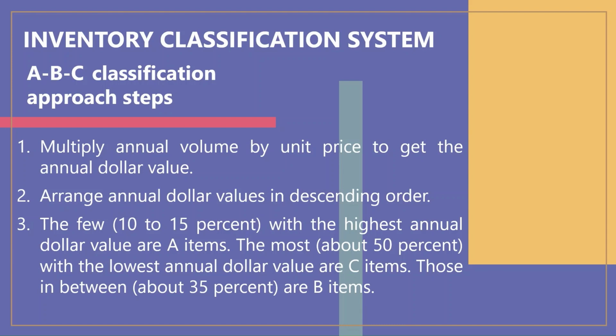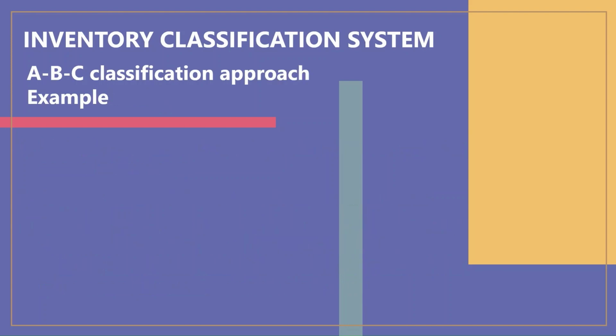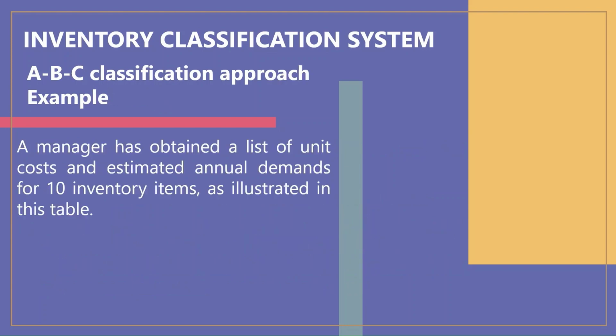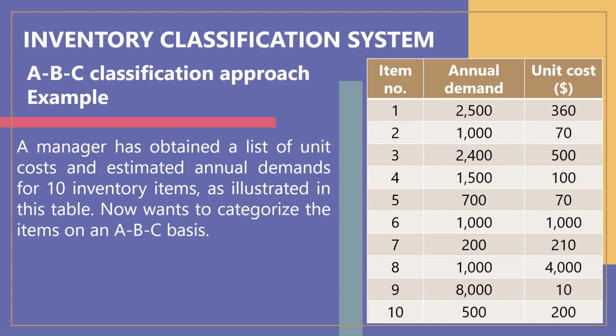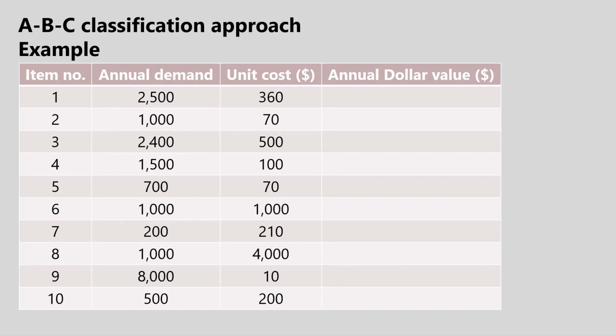The most, about 50%, with the lowest annual dollar value are C items. Those in between, about 35%, are B items. Let us solve an example for a better understanding. A manager has obtained a list of unit costs and estimated annual demands for 10 inventory items, as illustrated in this table. Now wants to categorize the items on an ABC basis.